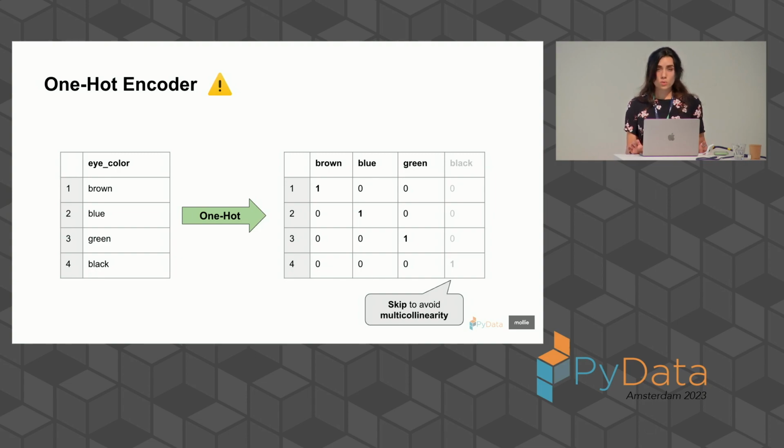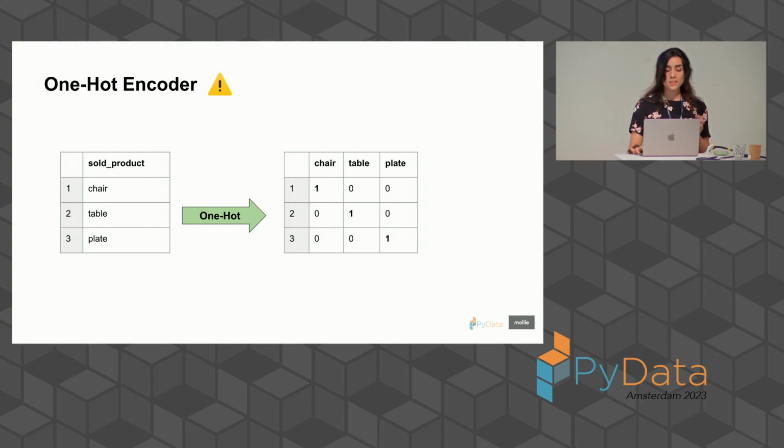What you can do here is skip the last column. You avoid multicollinearity, which is especially a problem in linear models. And you can do this because, sure, we don't have black anymore as a column, but black is still encoded. It's encoded with 3 zeros. If you read this, it just means that it's not brown, it's not blue, and it's not green. So it must be black, right? Because there are only so many eye colors.